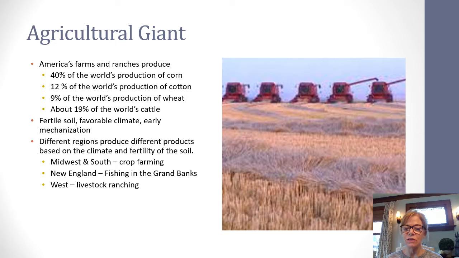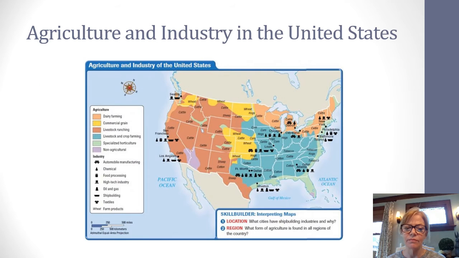There's different regions that produce different things. In the Midwest and the South, we have crop farming, and we also have livestock where we are here. In New England, there's fishing in the Grand Banks, which we share with Canada. And then in the West, there's a lot of livestock. You get dairy in California and Wisconsin, just all sorts of agricultural products.